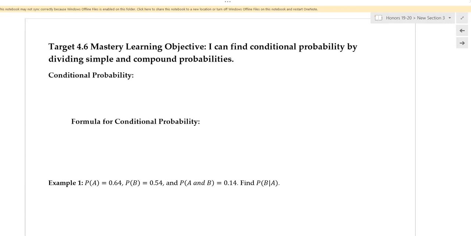Alright guys, we are now looking at target 4.6. Our mastery learning objective is I can find conditional probability by dividing simple and compound probabilities. So what is conditional probability?